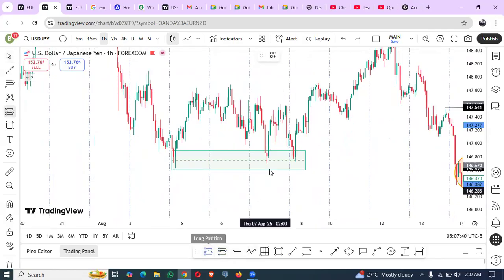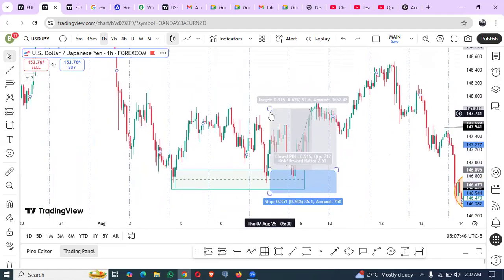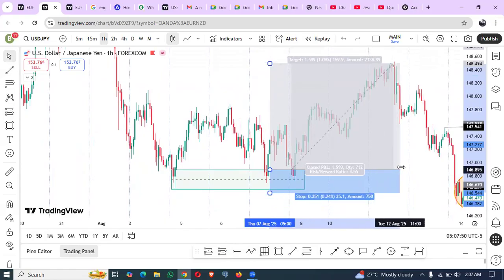Take 1 to 4 and leave the market. That's 1 to 4, good. You leave the market.